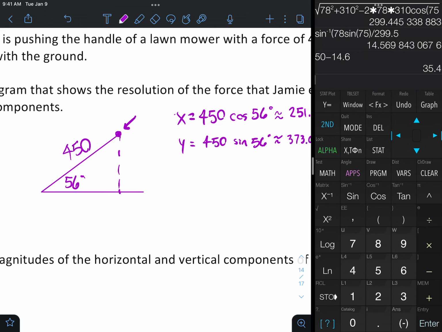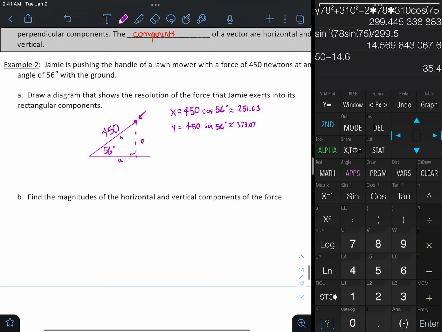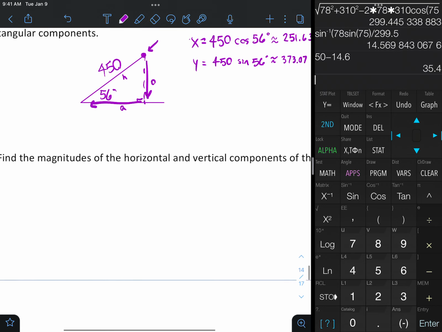You can set this up like a right triangle trigonometry problem with SOHCAHTOA, but when you solve it in the calculator, it's 450 times cosine 56, and then 450 times sine 56. That's the picture in the sketch. They want the magnitudes of the horizontal and vertical components, so this piece going backwards and this piece going down.